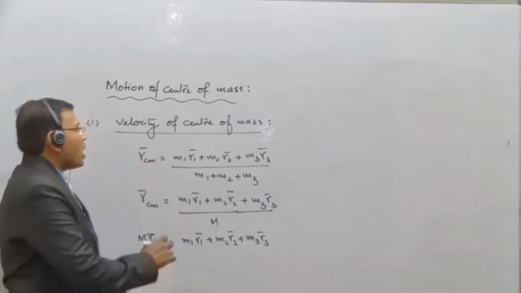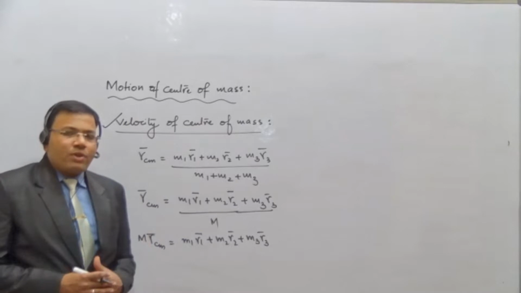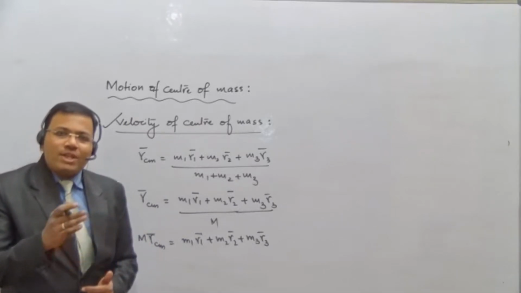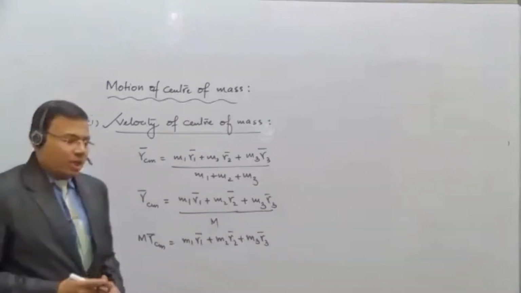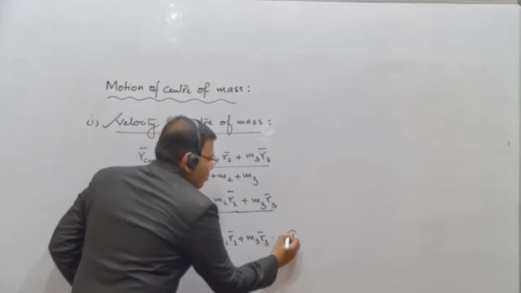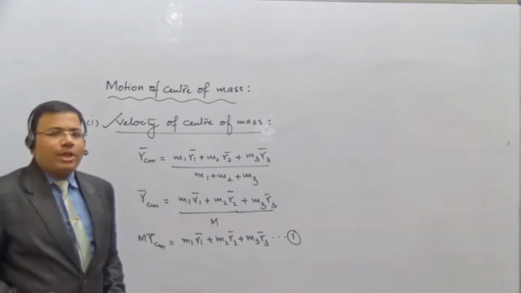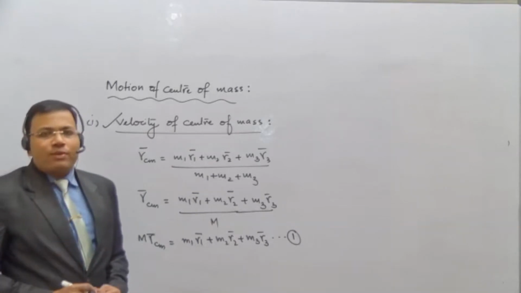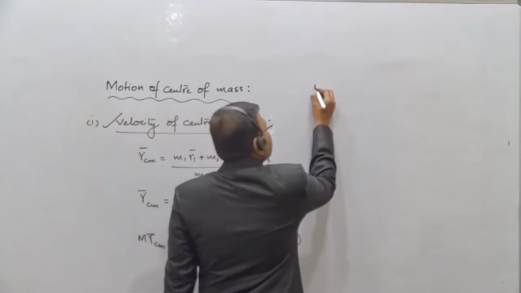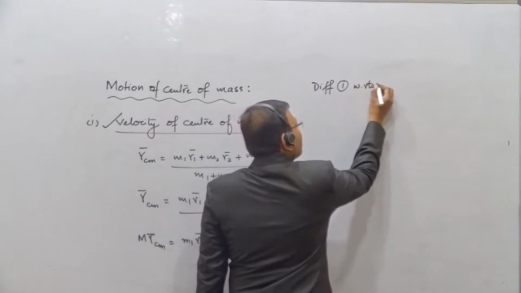Now we need to find the velocity of the center of mass. And you know what velocity is? Velocity is the rate of change of position, the rate of change of displacement. So for that, I consider this as equation 1 and differentiate this equation to get the velocity terms. So what I am writing here is differentiating 1 with respect to time.